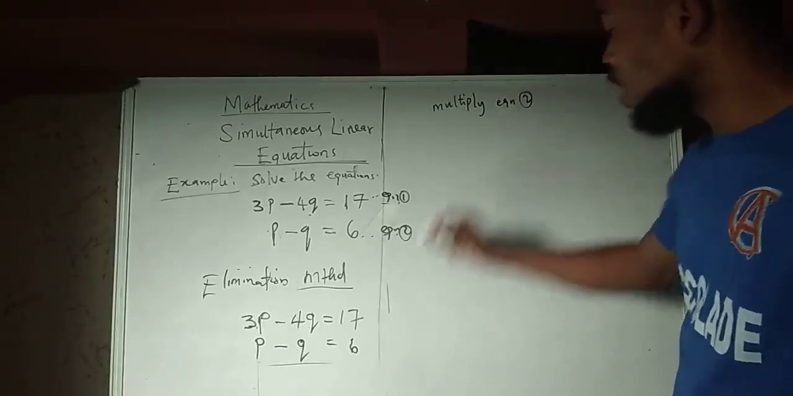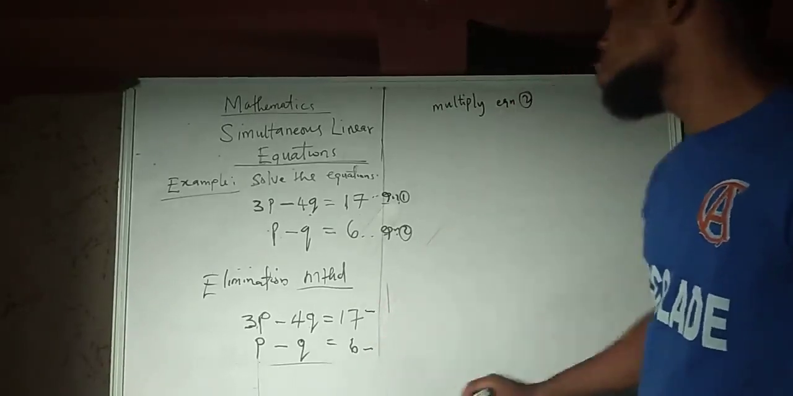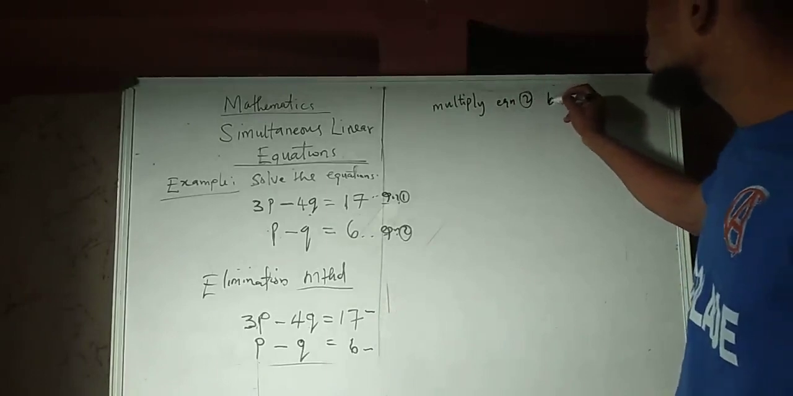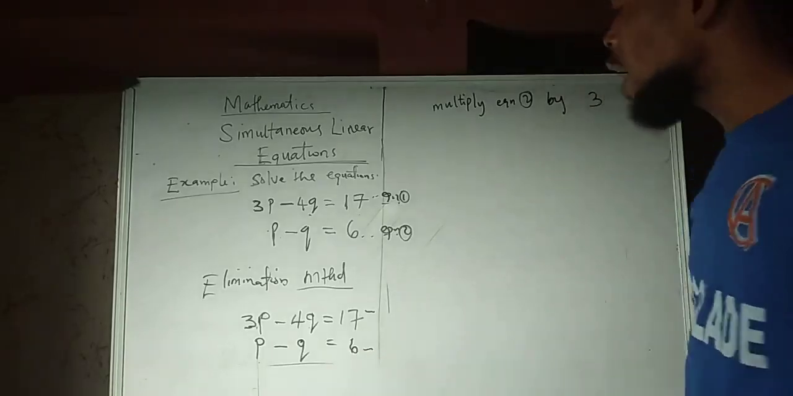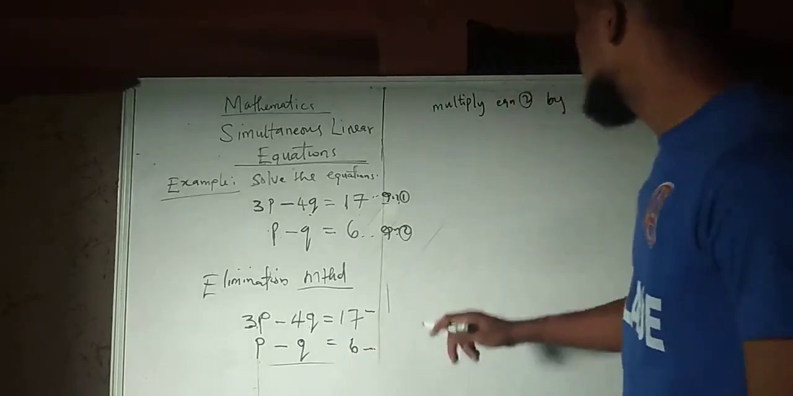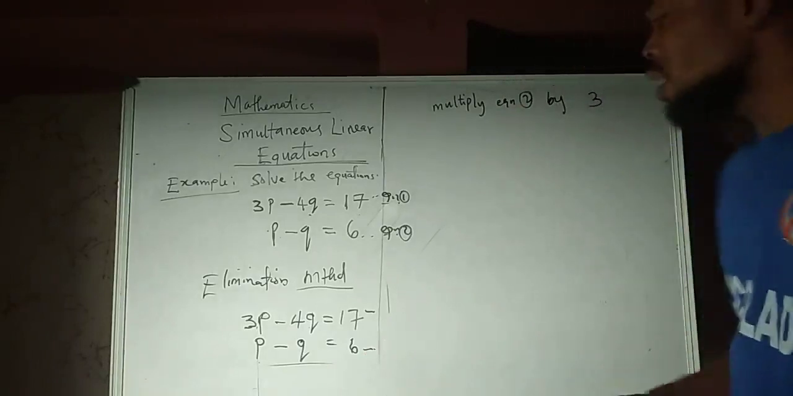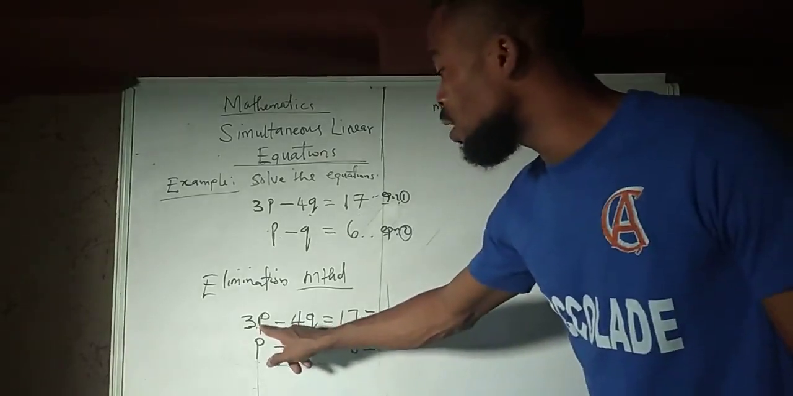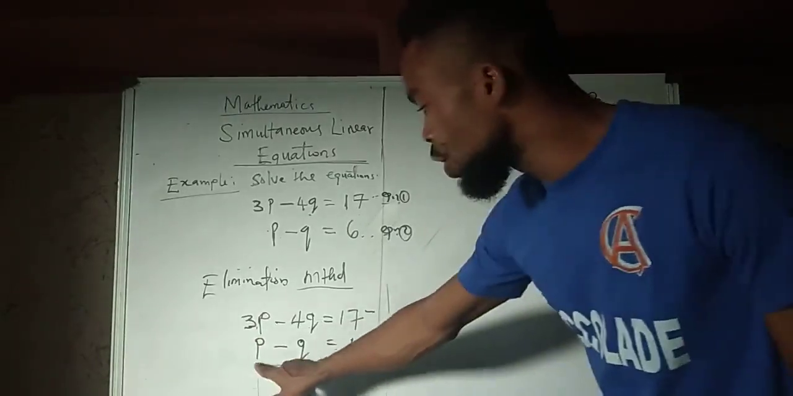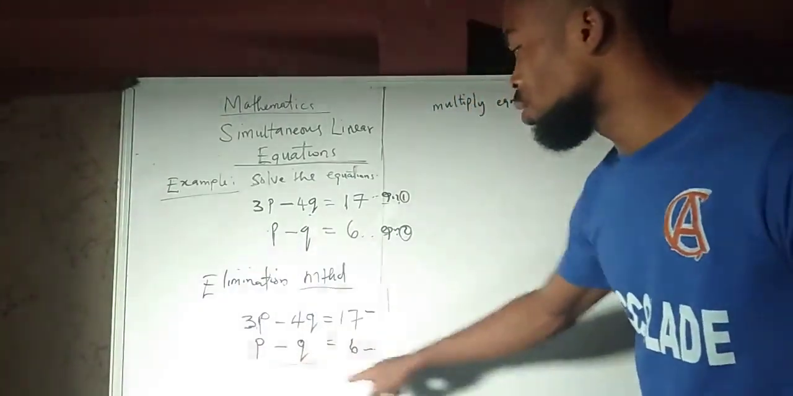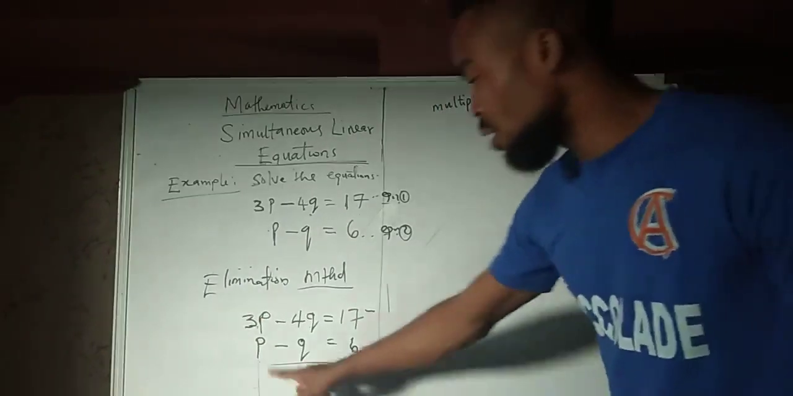So this is equation 2 and this is equation 1. I'm going to multiply equation 2 by 3. Why am I using 3? Because 3 is the coefficient of p in equation 1, and I want p in the second equation to also have 3 as its coefficient.